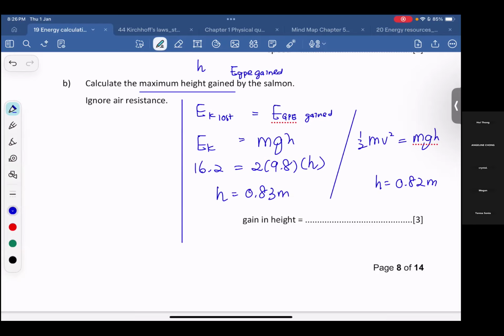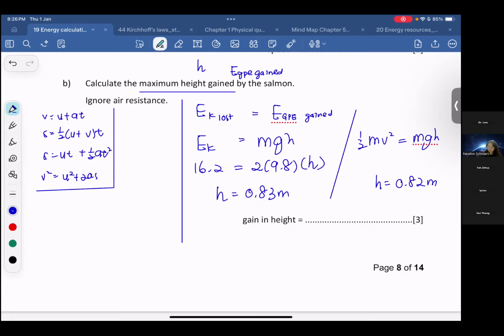Here I want to emphasize there is one more method for us to get the answer for this part, which is using the linear motion equations. Still remember or not? V equals U plus AT, S equals 1 over 2 (U plus V) times T, S equals UT plus 1 over 2 AT squared, V squared equals U squared plus 2AS. This is one of the lessons we studied. These 4 linear motion equations can help us solve a lot of problems.